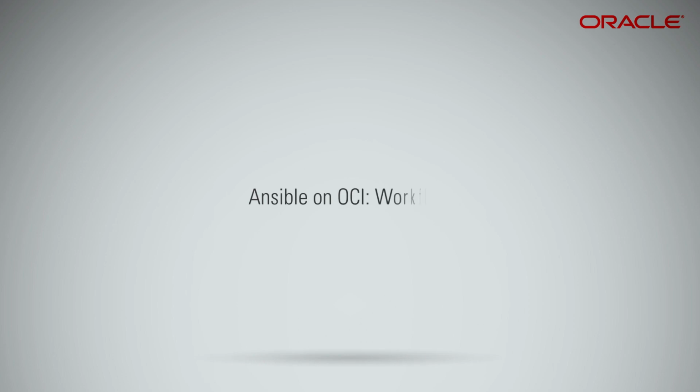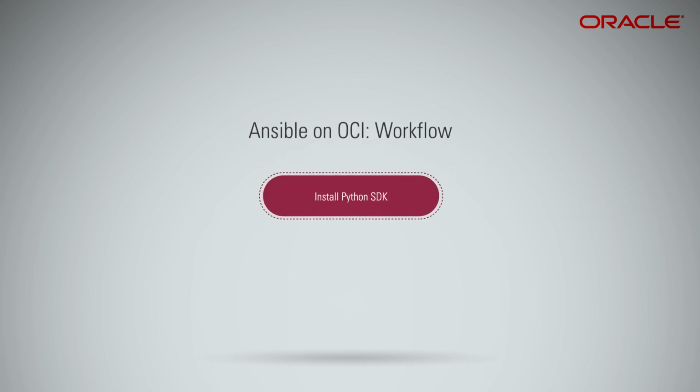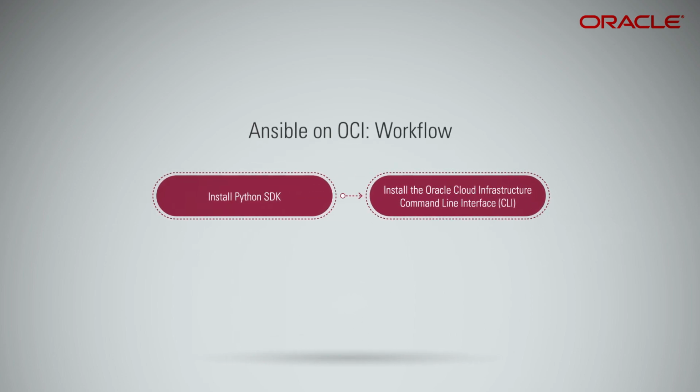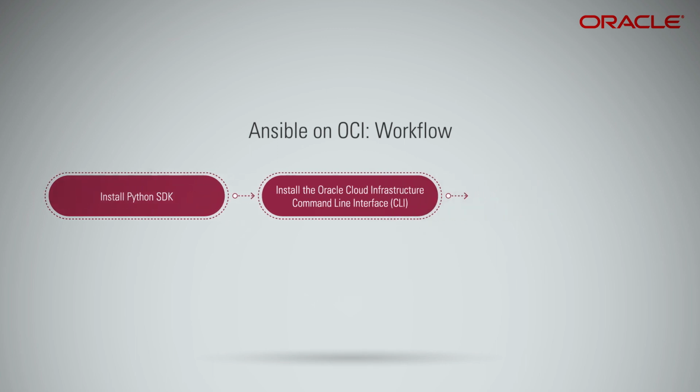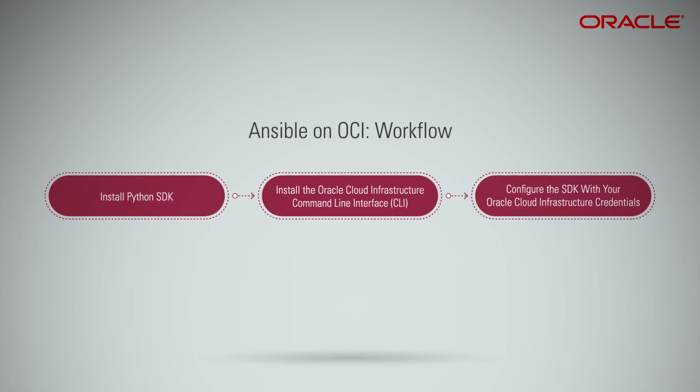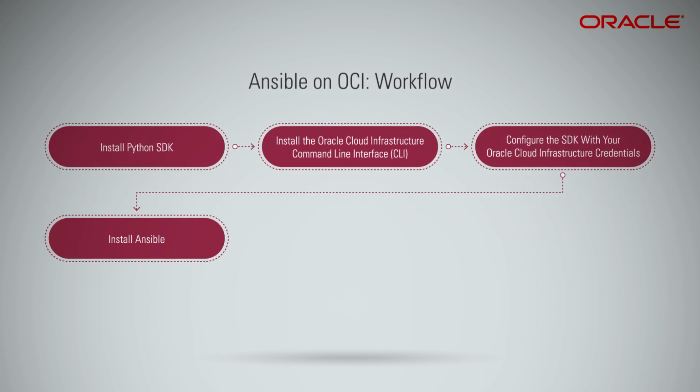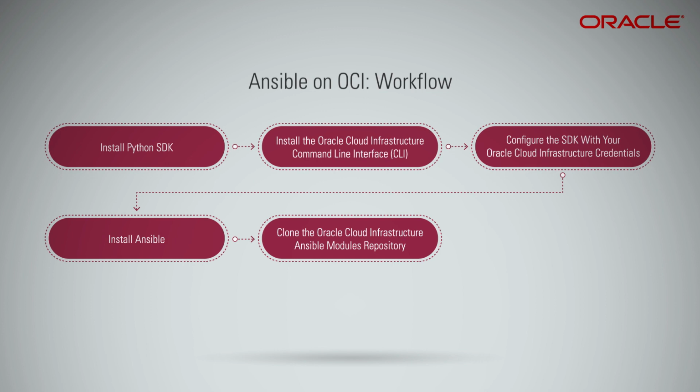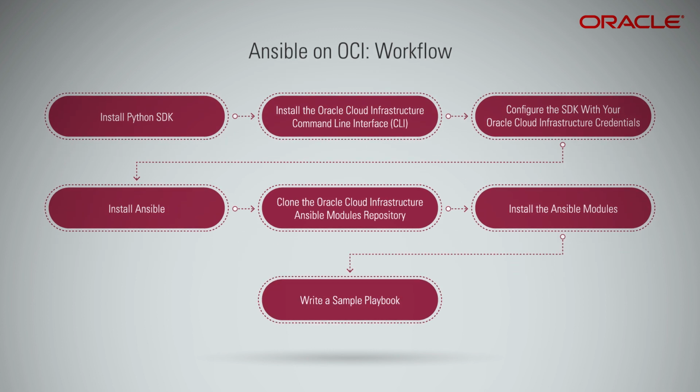Here's a quick look at the steps. Install Python SDK, install the Oracle Cloud Infrastructure Command Line Interface, CLI. Configure the SDK with your Oracle Cloud Infrastructure credentials. Install Ansible, clone the Oracle Cloud Infrastructure Ansible Modules repository, install the Ansible modules, write a sample playbook and run it. Here's a quick demo on Ansible for OCI.